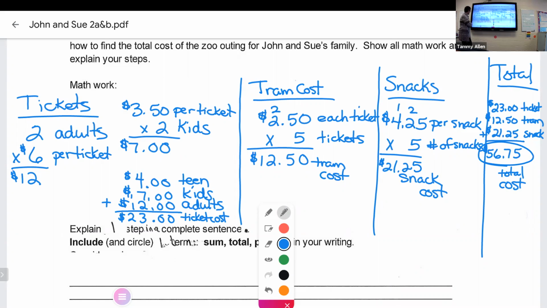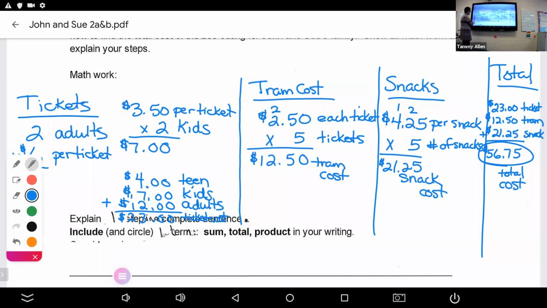All right, now we need to figure out how to write about it. We're to include sum, total, and product in our writing. Sum, total, and product. Okay? We only have to write about one part of this. If I have to use sum, total, and product, which part should I write about? If I write about the total over here, will I get sum, total, and product?